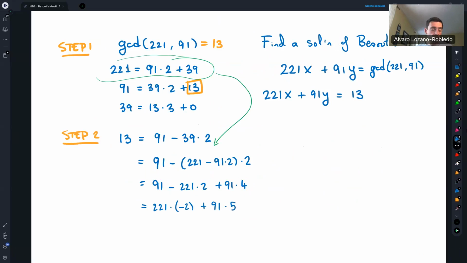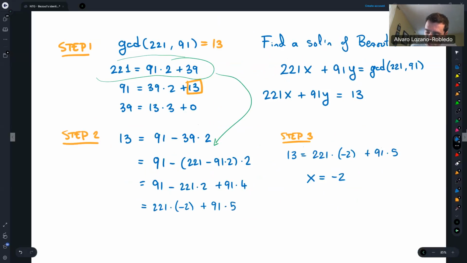Okay, so that is the solution we wanted, because that tells me that 13 is 221 times minus 2 plus 91 times 5. So x equals minus 2 and y equals 5 works in the equation above. So that is my solution to Bézout's identity.